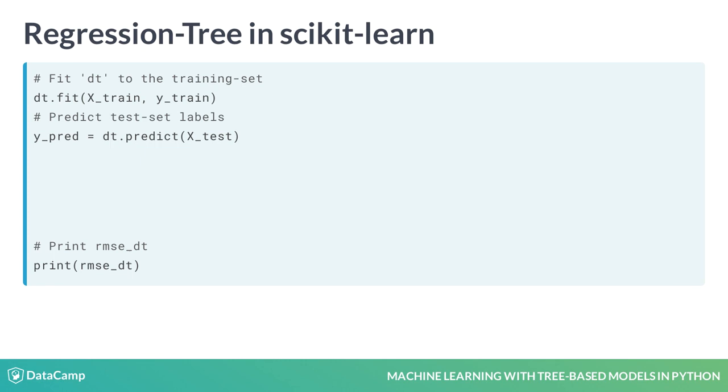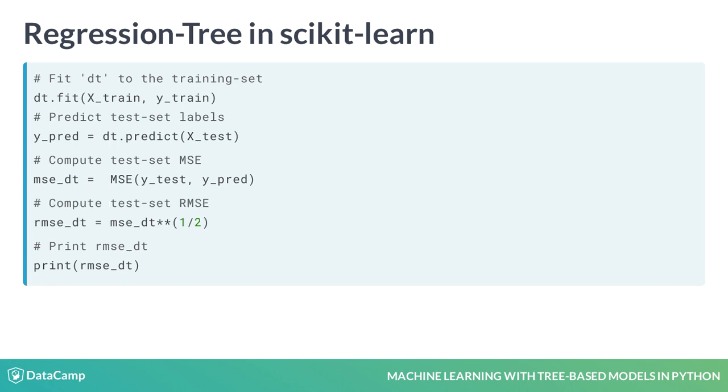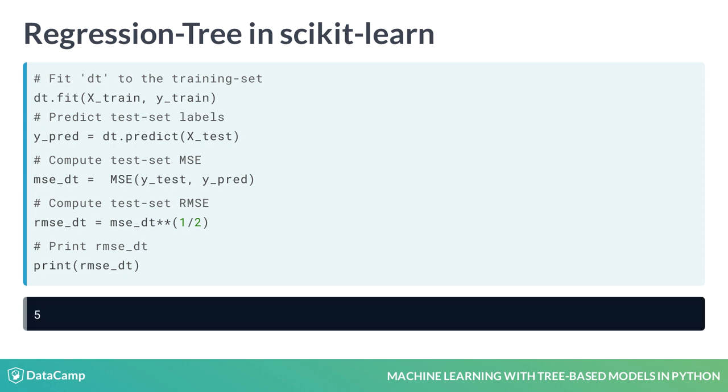To obtain the root mean squared error of your model on the test set, proceed as follows. First, evaluate the mean squared error. Then, raise the obtained value to the power 1/2. Finally, print dt's test set RMSE to obtain a value of 5.1.